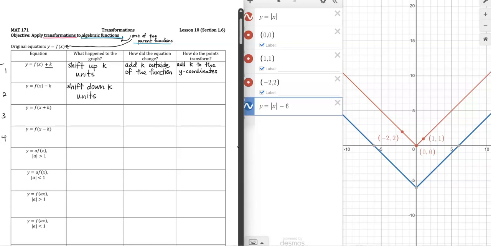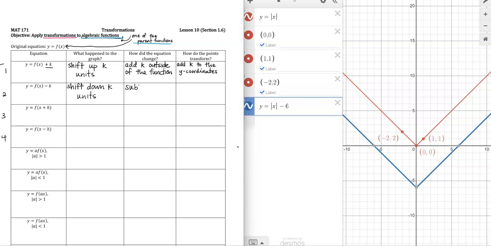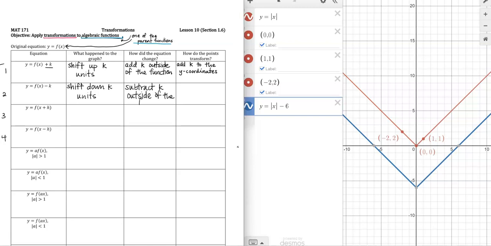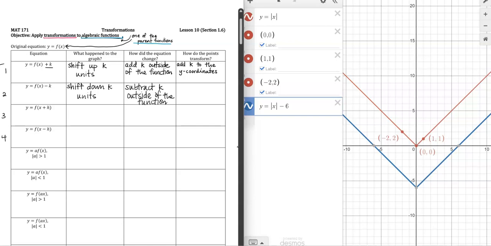And I just answered the next box, because the difference between the first equation in Desmos and the last equation in Desmos is that we subtracted instead of adding. So we subtracted k, and we did that on the outside of the function. And again, what I mean by outside is that minus 6 is not on the inside of the absolute value with the x. And then how do the points transform?